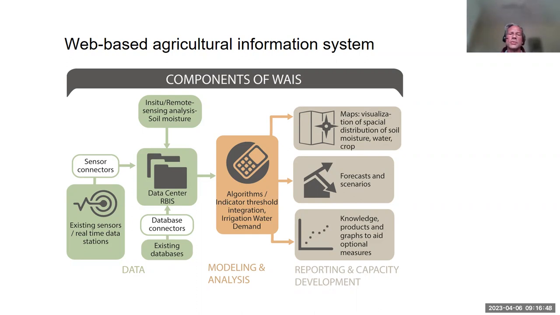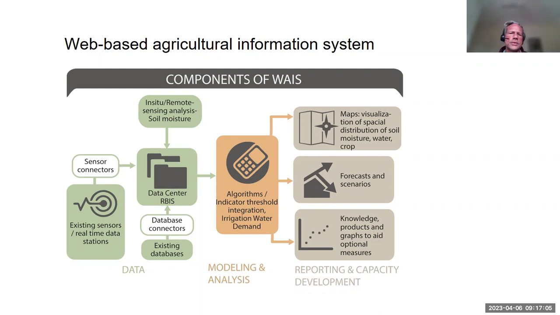We are defining thresholds. These are certain targets that we identify, where we say, okay, this is the limit for soil moisture, because this is when the wilting point of plants will start, or it's not far away from that.